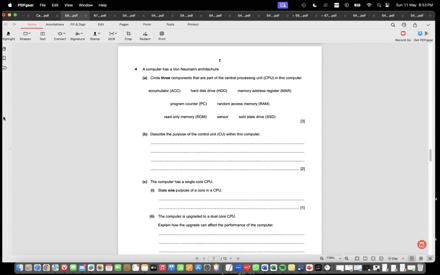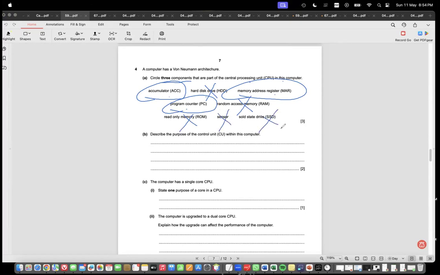Now let's quickly discuss a few IGCSE questions from past paper plus specimen paper. So we have to circle three components which are part of the CPU. So accumulator, part of CPU. Hard disk, no, it is not inside the CPU. MAR, part of CPU. Program counter, part of CPU. RAM is not inside the CPU. ROM is not inside the CPU. Sensor is not inside the CPU, and SSD is also not inside the CPU.